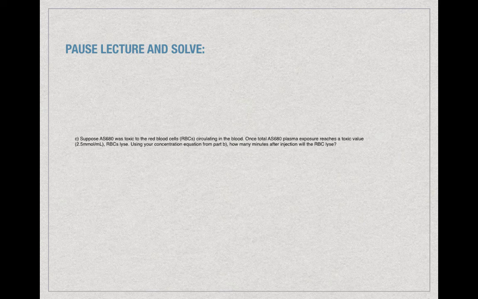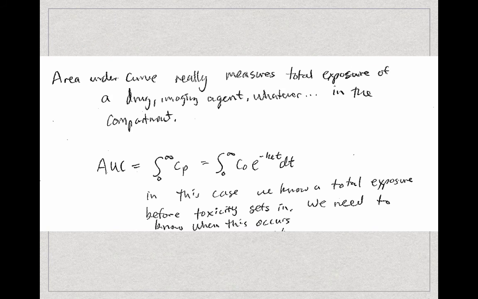So the question is, suppose AS680 was toxic to the red blood cells circulating in the blood. Once total AS680 plasma exposure reaches a toxic value, 2.5 millimole per milliliter, red blood cells lyse. Using your concentration equation from part B, how many minutes after injection will the red blood cells lyse? So what are we going to do to be able to answer this question? Well, again, this is the area under the curve, and that's exactly how it would be asked.